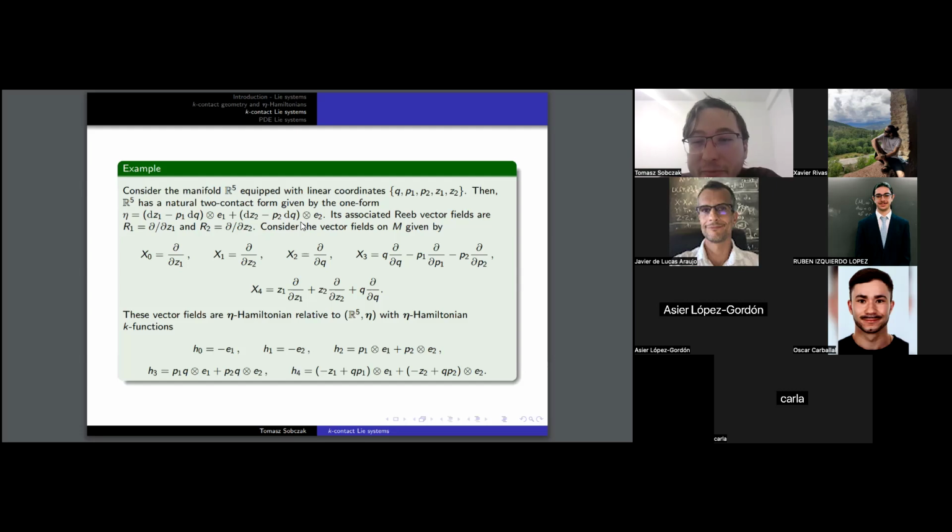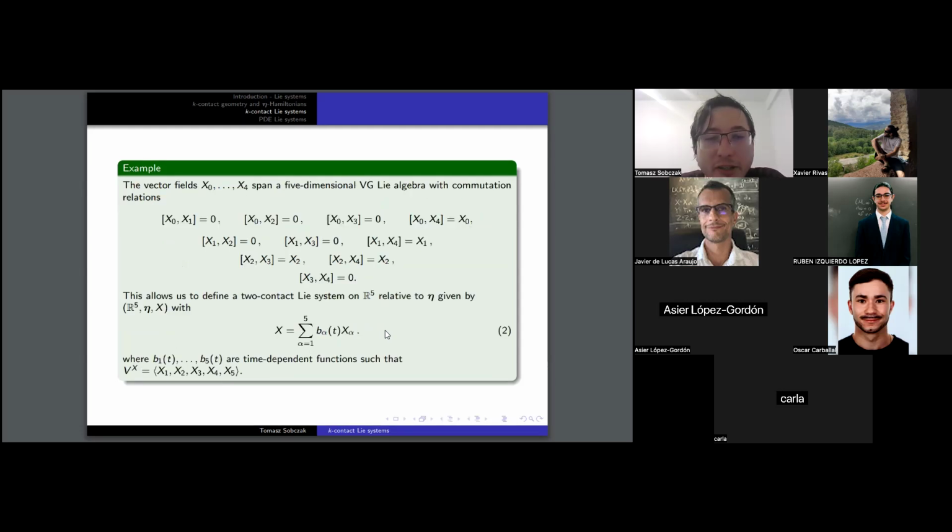And we can see that the Reeb vector fields that are associated with this are just the differentials with respect to Z1 and Z2. And now we can consider two vector fields on M in such a manner. So we have X0, X1, X2, X3, X4. And one can see that we can make them eta-Hamiltonian vector fields related to this two-contact form by just calculating, by using the previous proposition. And now I can see that we have eta-Hamiltonian k-functions of such a manner.